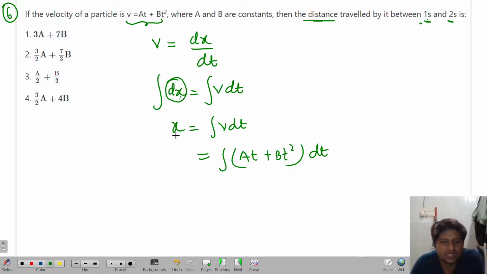Now try to understand this displacement. We have to find it. This integral has two things: one lower value, another upper value. So the lower value is what? 1 second. The upper value is what? 2 seconds. Can you calculate it now easily?